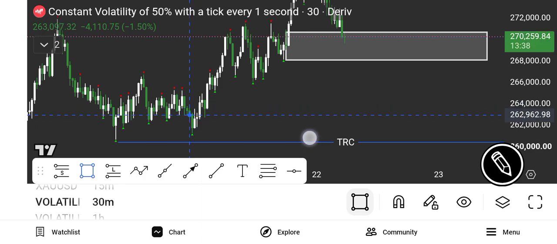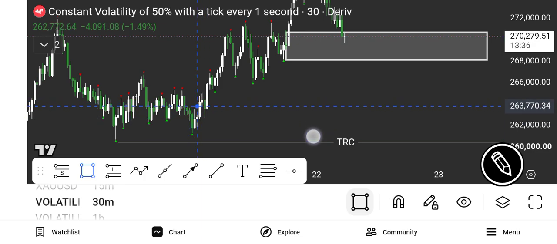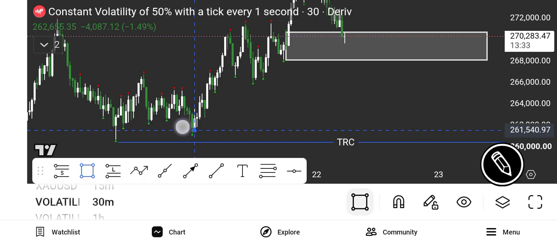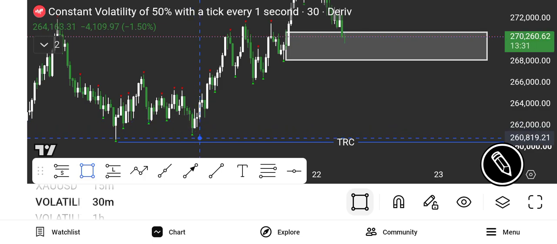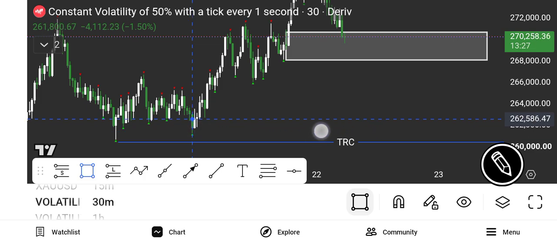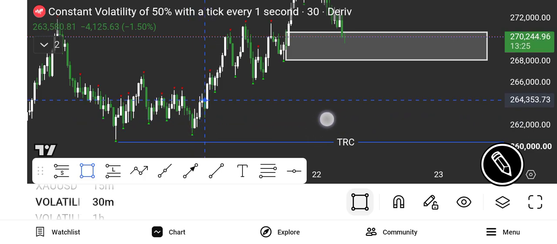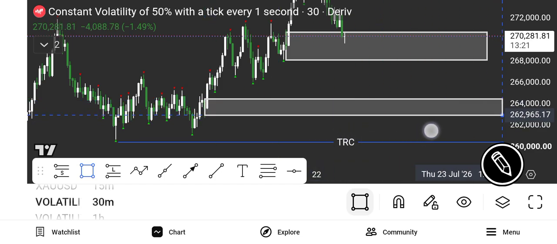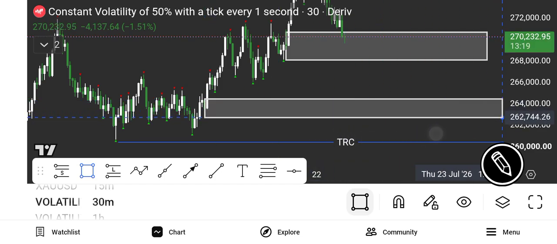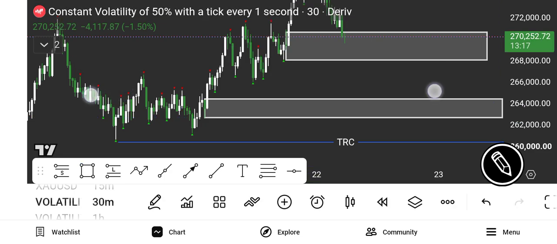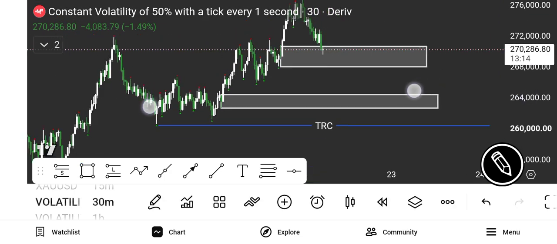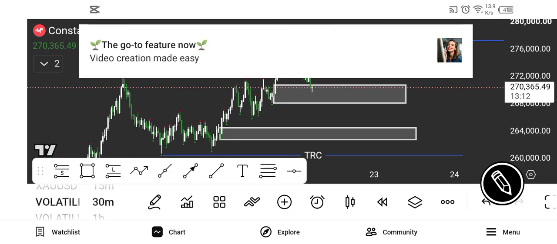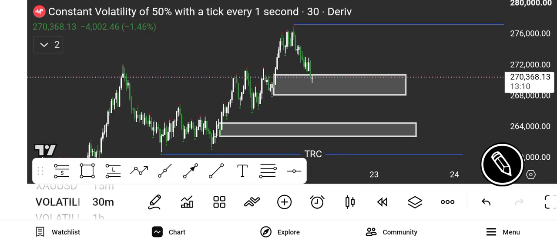This would have been the other block, but this movement here mitigated all what we have here. This movement mitigated this other block here, so we're going to pay attention to this guy. So there are the two zones where I expect price to reverse and continue the upward from, right? So right now price is in the first one.